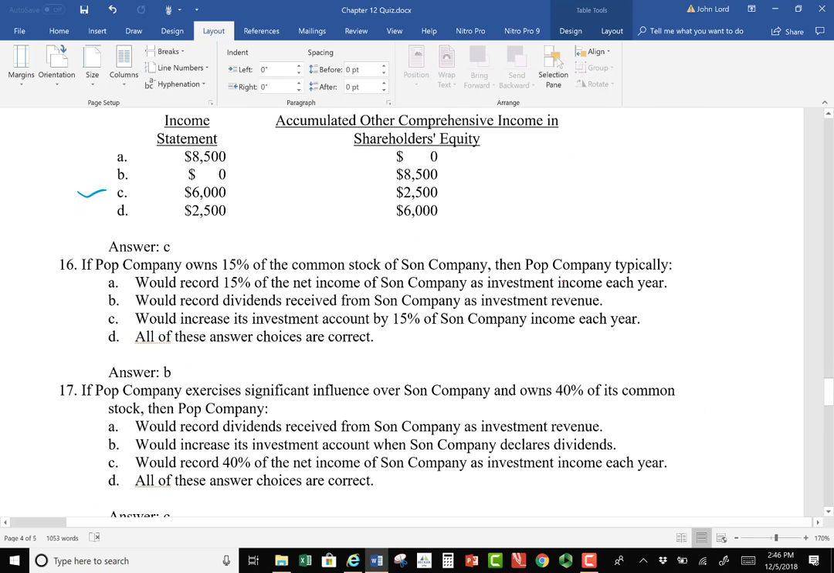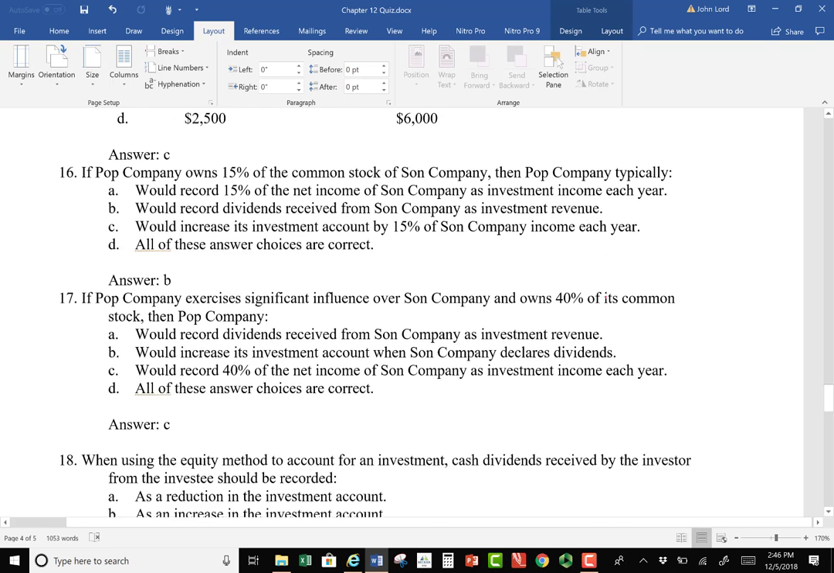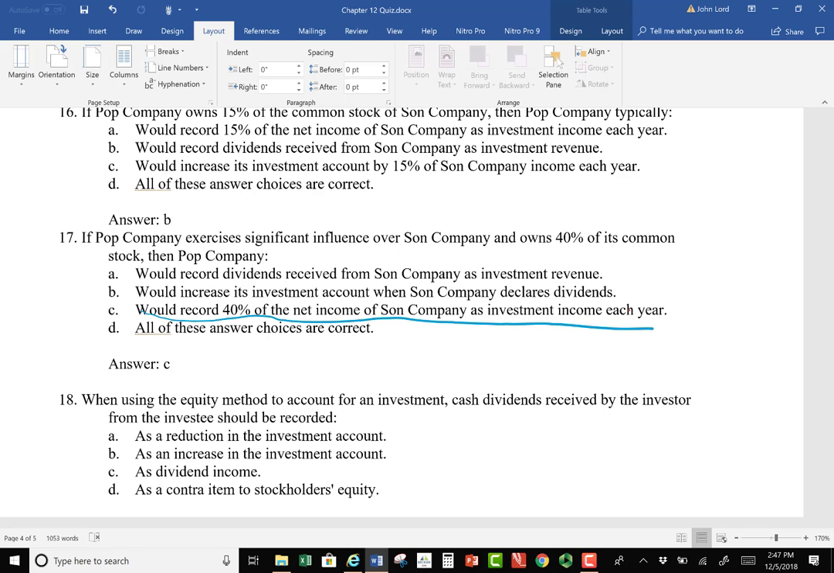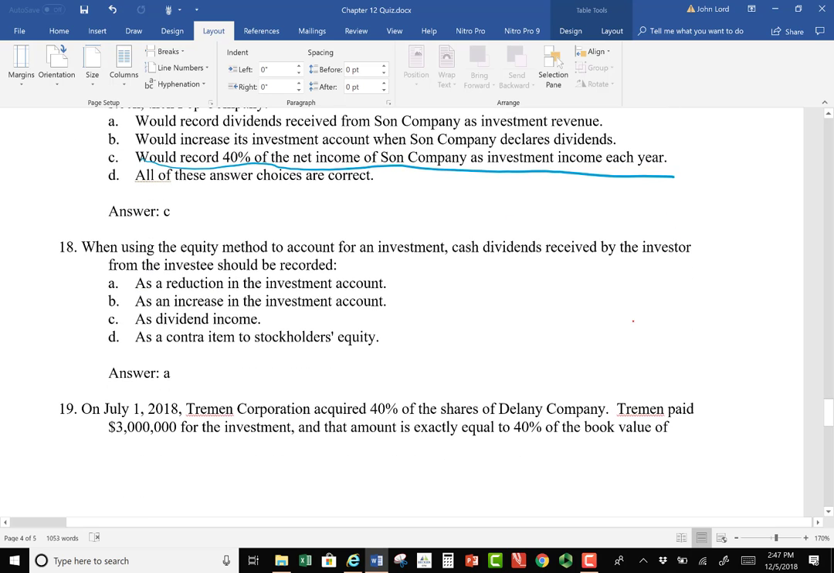If Pop owns 50% of common stock, typically we would do what? We'd record dividends received as investment revenue. Number 17, if Pop Company exercises significant influence over Sun and owns 40%, we would record 40% of net income of Sun as investment income each year. Number 18, when using the equity method to account for an investment, cash dividends received by investors are a reduction in the investment account, isn't it?